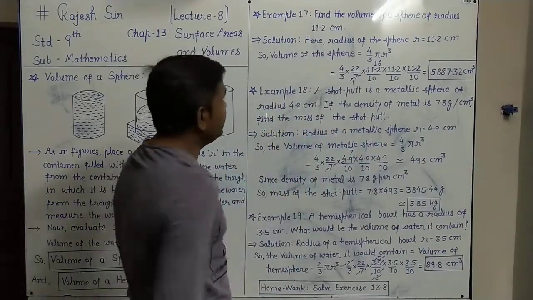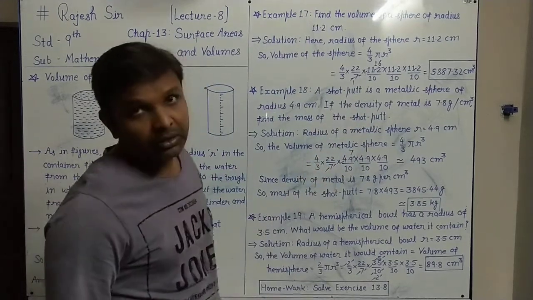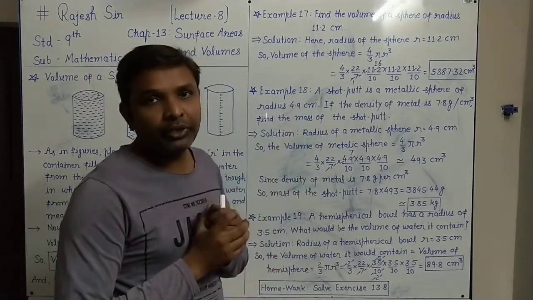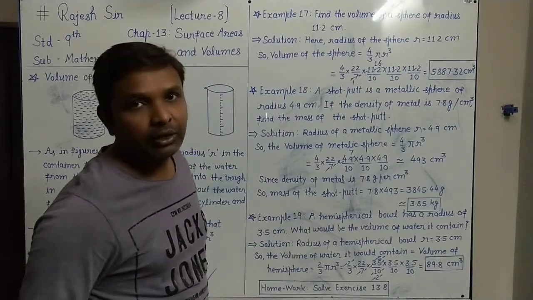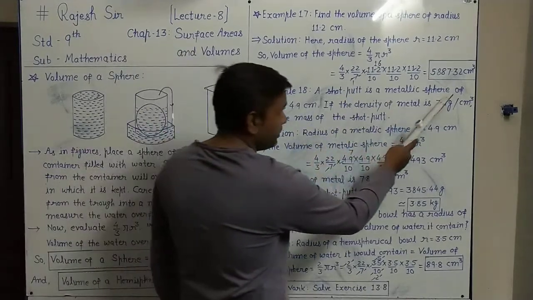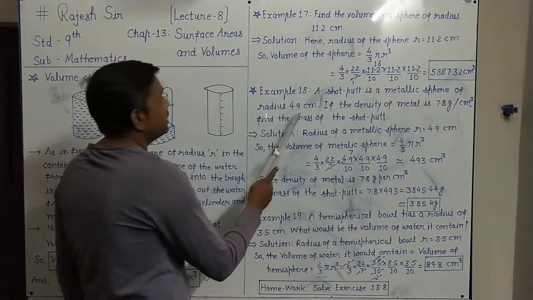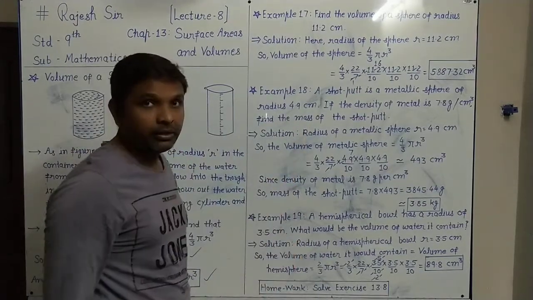Next, example 18 is a shot put. You know, in sports, the spherical shot put is thrown for distance, and there is a competition on that. The shot put is a metallic sphere of radius 4.9 centimeter. Its radius is given as 4.9 centimeter.